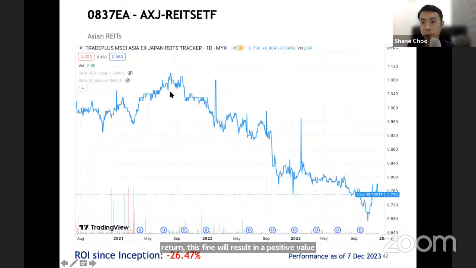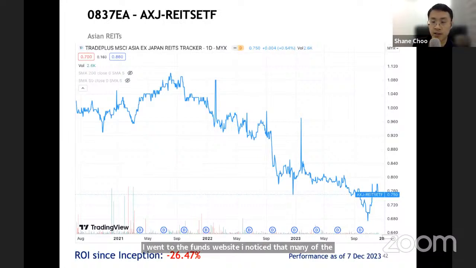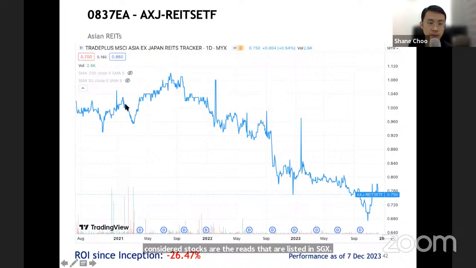Of course, if you want to buy into properties, you want to get exposure into Asian REITs, ex-Japan, this is another fund that you can consider. It's Trade Plus MSCI Asia Ex-Japan REITs Tracker. I went to the fund's website and noticed that many of the constituent stocks are the REITs that are listed in SGX. So you buy into this Trade Plus MSCI Asia, you don't have to go to SGX to buy their REITs. So this is an example. You can buy into AXJ-REIT ETF to get exposure to the property markets in Asia.